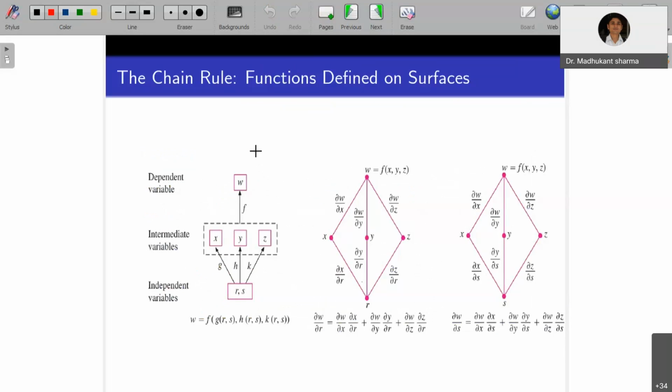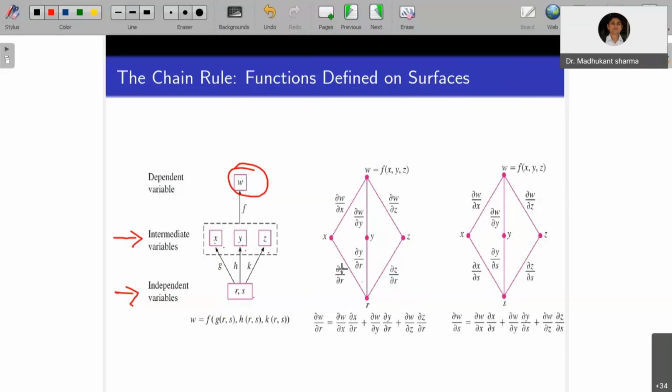So this is the chain rule. Again, if I have W as the dependent variable, and X, Y, and Z are not independent, they are depending on R and S, then we will say that these are intermediate variables, and R and S are independent variables.